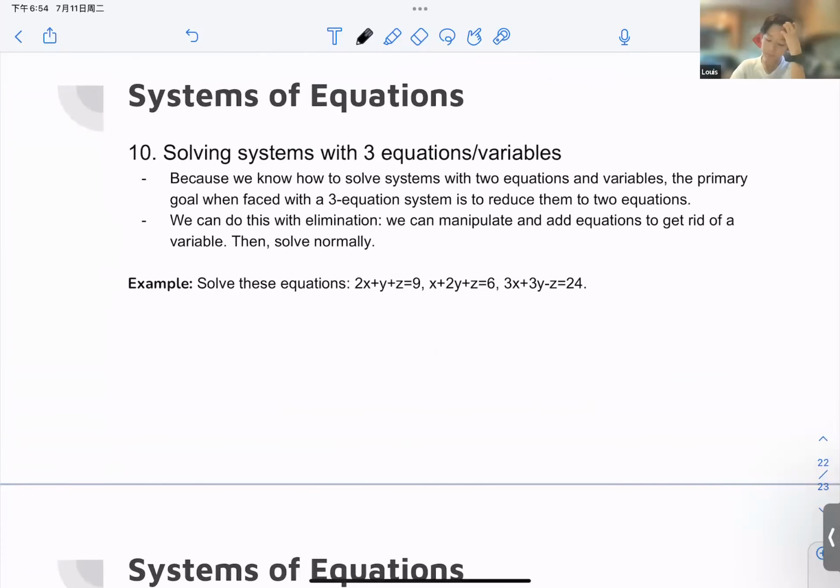So, solving system of equations with 3 equations and 3 variables. So, this is just what I said earlier with the previous problem. So I will just get you to solve this example. The example right here. I'll give you guys a minute.